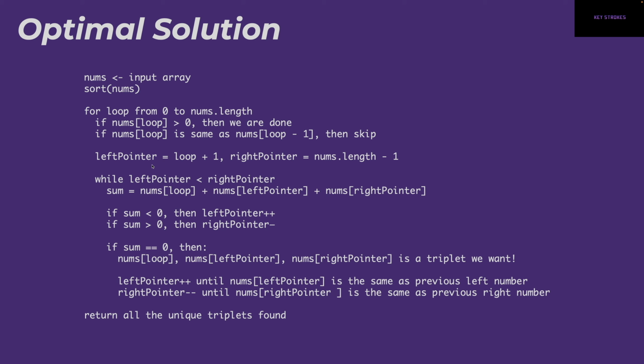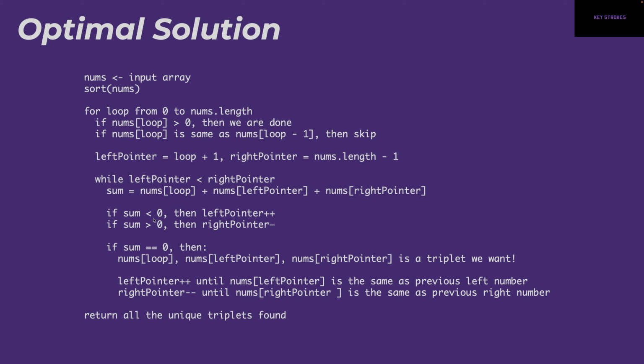Otherwise, we initialize a left pointer, which starts from our next element, so it's loop plus 1, and then we have a right pointer, which starts from the end of the array, which is nums.length minus 1. Now we start a while loop, which keeps going until left pointer is smaller than right pointer. And then we sum up the current element, the number pointed by left pointer, and the right pointer.